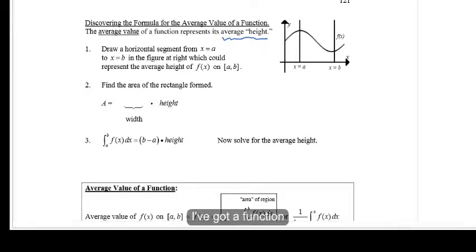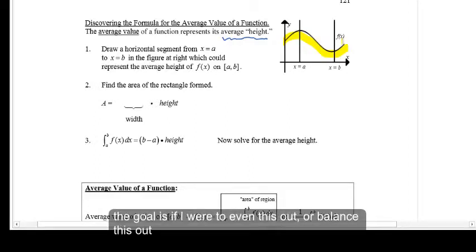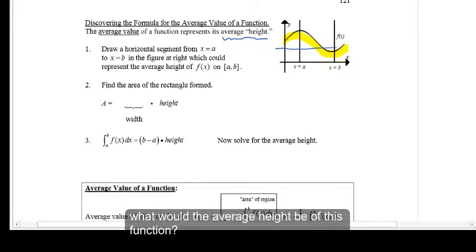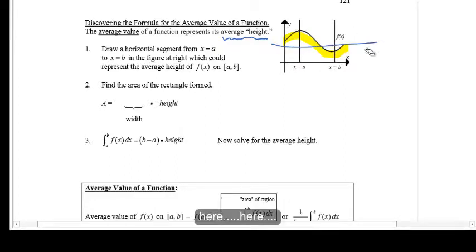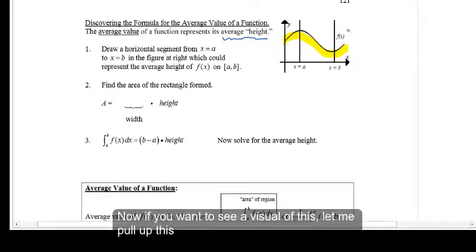I've got a function. The goal is, if I were to even this out or balance this out, what would the average height be of this function? Here? Here? Here? Where would it be? Okay? So that's our goal.